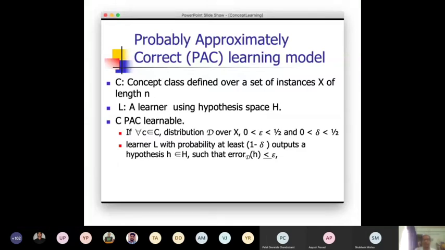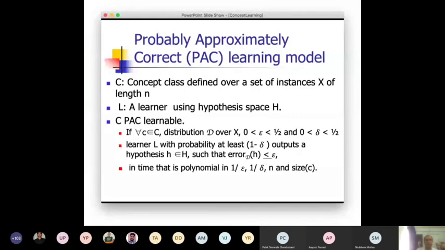So as your delta becomes smaller, with a high probability, it will learn a hypothesis whose error is bounded by epsilon. So if there is any learner that for every target function, there is a high probability that you get a hypothesis with a bounded error of epsilon, which should be small, at least less than half. Otherwise, it does not make much sense. Then we say this is PAC learnable.